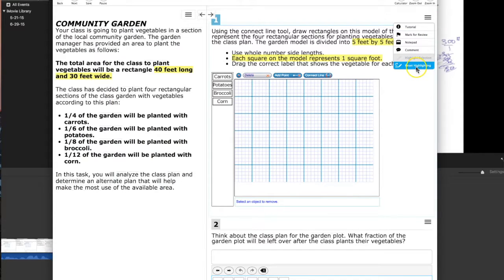Remember, be careful not to click reset highlighting. So altogether, 40 feet across, 30 feet down, if you multiply that, the area of the whole thing is 40 feet by 30 feet. And here we can show some work that you can do on scratch paper. You can see my work on the scratch paper.